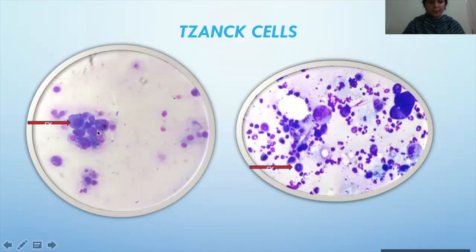So if you notice here in these slides, which have been marked by red arrow, these circular cells are the Tzanck cells. You can appreciate that there is total loss of the shape of the typical polygonal epithelial cells, and these have become round cells, and they are all Tzanck cells. So in such lesions like pemphigus and herpes, Tzanck cell smear is very much of importance.